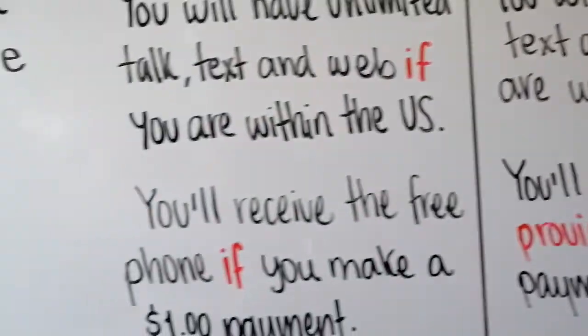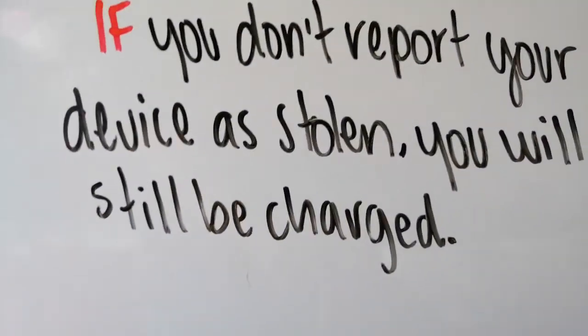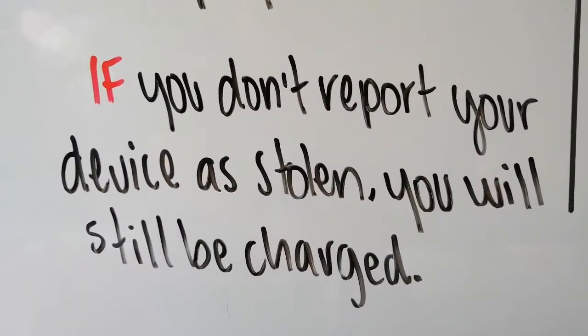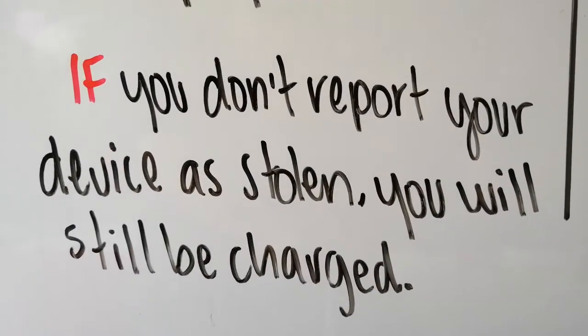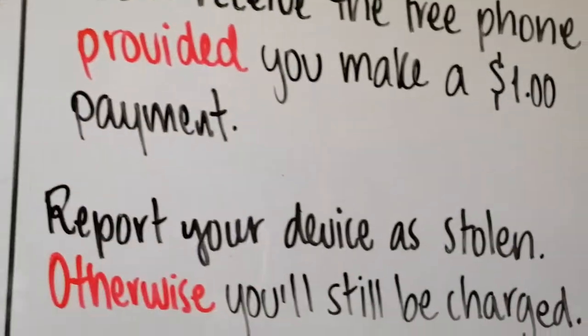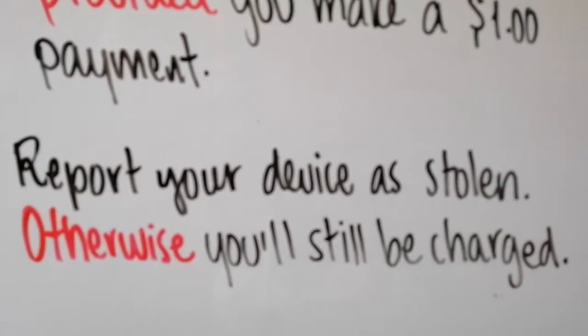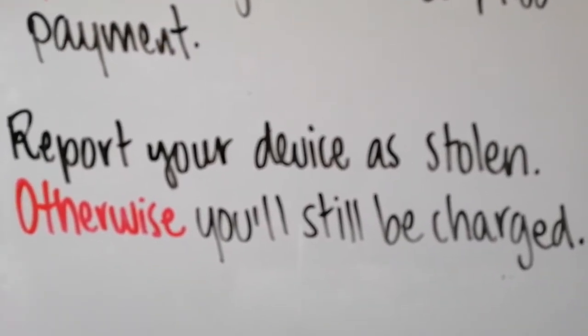Okay, let's move on to using otherwise instead of if. So in this example, we'll start with a traditional if. If you don't report your device as stolen, you will still be charged. Let's replace the if with an otherwise structure. Report your device as stolen, otherwise you'll still be charged.